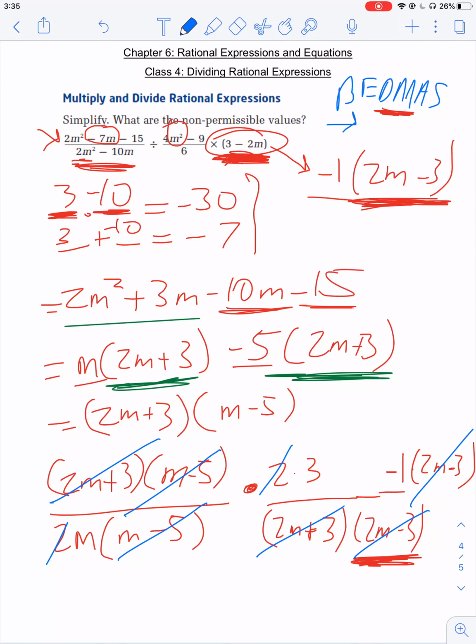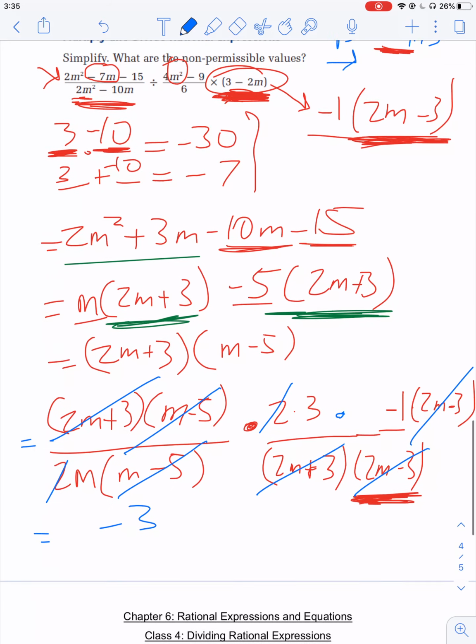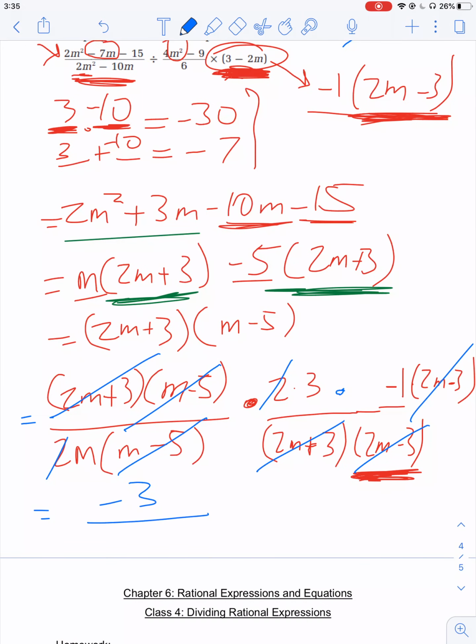But remember, this is all multiplication, so there's actually a multiplication over here. That means on top, I have 3 times negative 1, which is negative 3. And in my denominator, I only have the m that survived. So it's minus 3 over m.